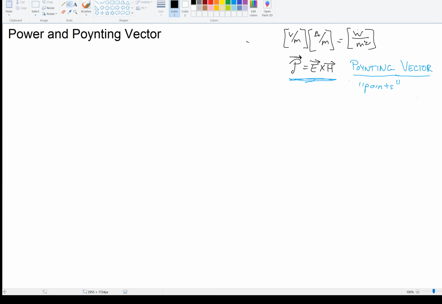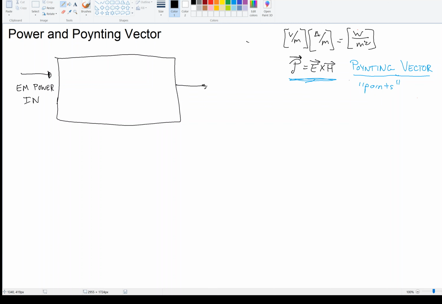And you can summarize what we've just discovered as follows. We have some electromagnetic power coming into some volume, some system. The power comes in, and we know from physics that power and energy always have to be accounted for. So we might get some out, we might not, depending on our system.